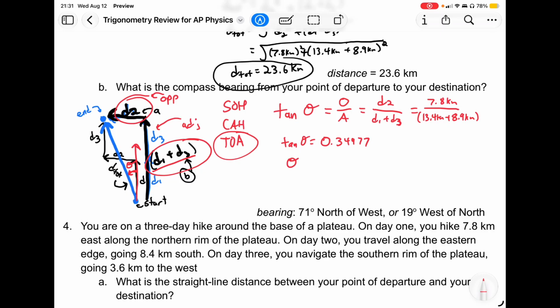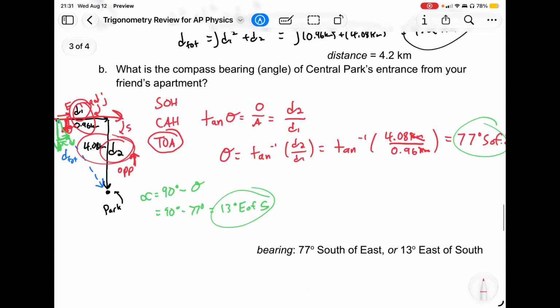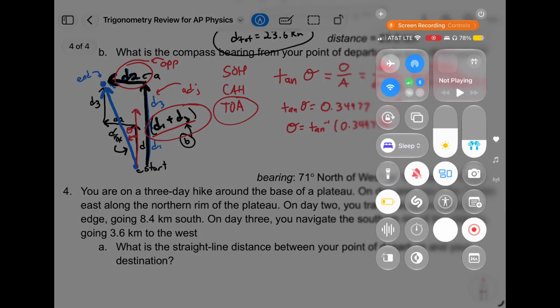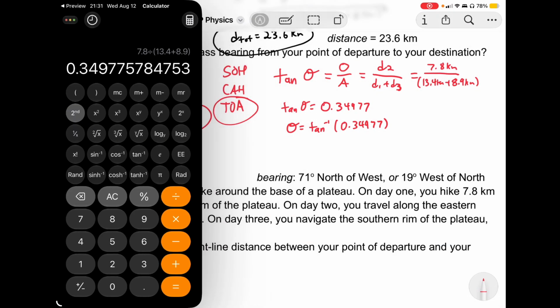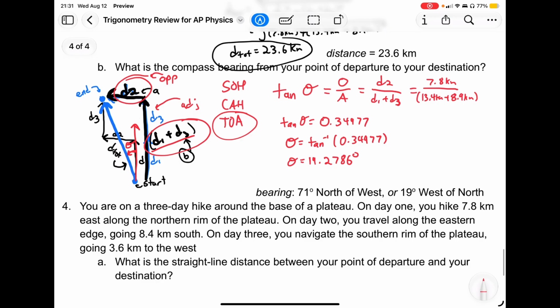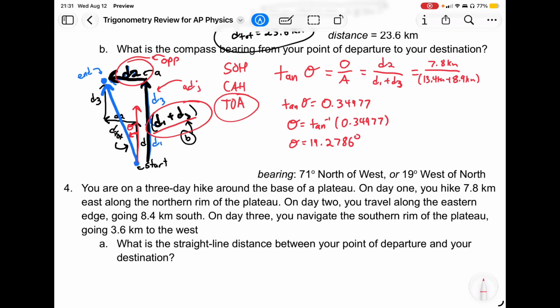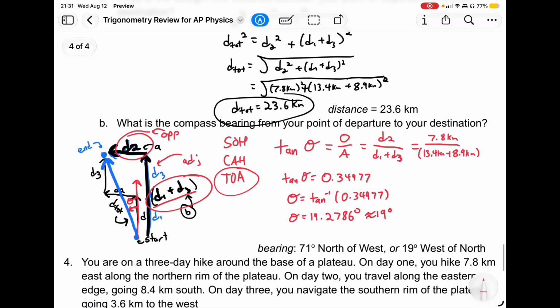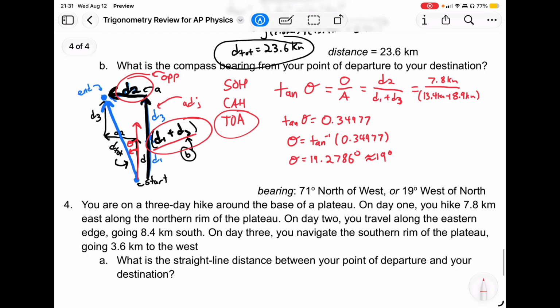So our tan of theta equals 0.34977. And then to find theta by itself, we want to take the inverse tan of that quantity we just got. So we'll go back over to the calculator and take the inverse tan of that. And that should give us 19.2786. So our theta equals 19.2786 degrees. But let's round that. So that rounds down to about 19 degrees, right?